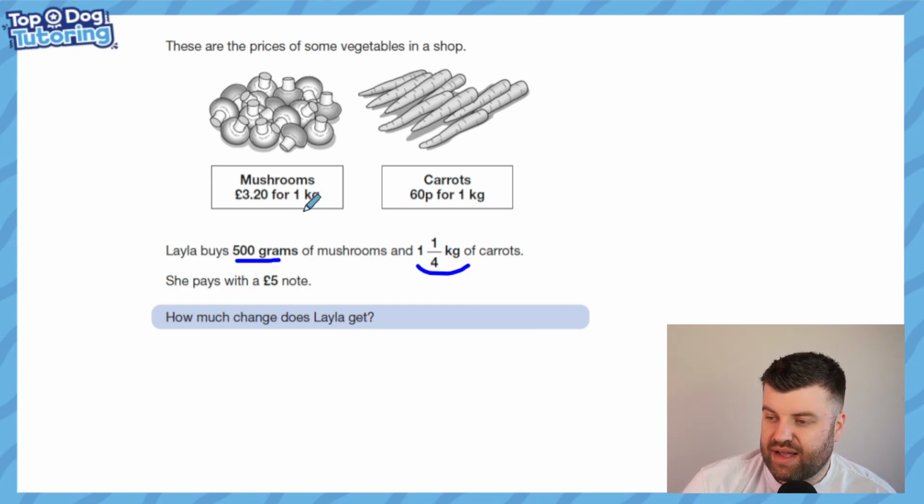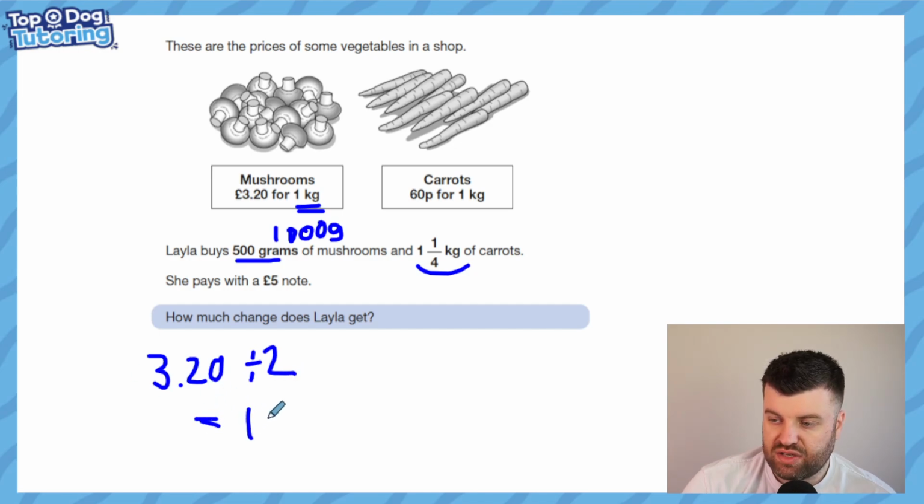Layla buys 500 grams. Well, we're giving it in kilograms. So how many mushrooms? Well, 500 grams, we know that 1,000 grams is a kilogram, and 500 is half of that. So we need to do £3.20 divided by 2. You can use bus stop or you can use your halves of 32 to know that it's £1.60. That's how much she spends on mushrooms.